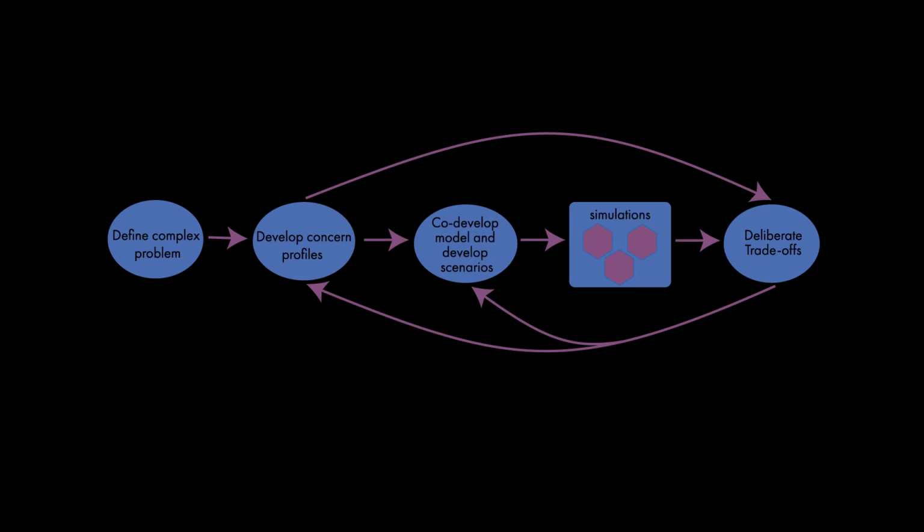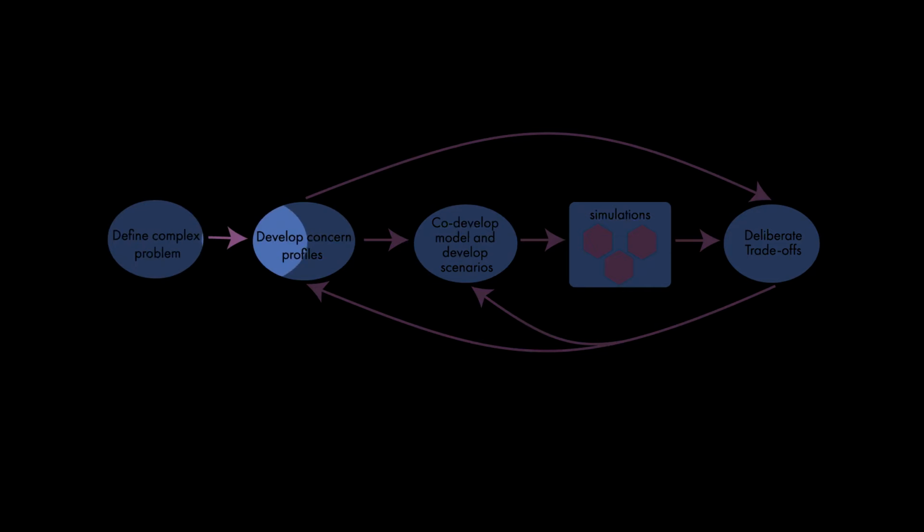The platform allows users to define the problem, set the priorities, then co-design different solutions with others, run simulations to test these solutions, and deliberate about the trade-offs that emerge from each solution. This deliberation feeds back into solution co-design and testing, and sometimes even in the definition of priorities or the problem itself.